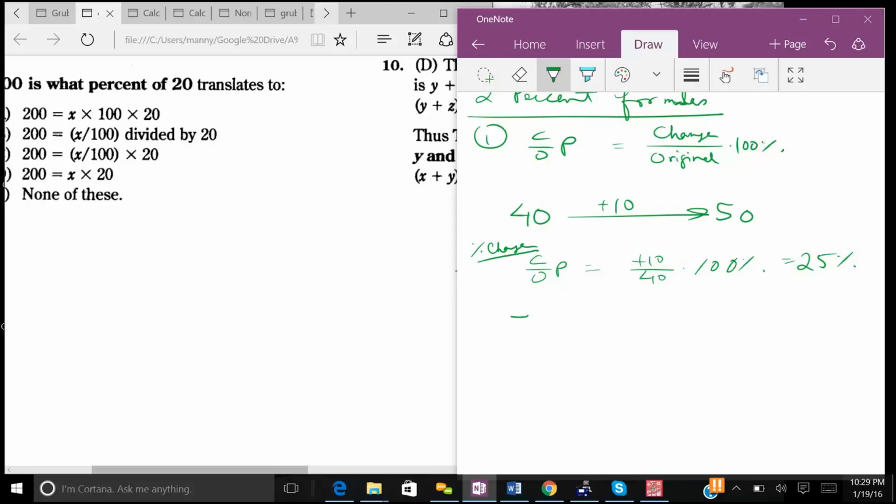What if it was the other way? If you had invested $50, and it went down to $40, that's minus 10. So using the COP method, that would be negative 10 divided by 50 times 100%. Sorry, not 40, by 50. Sorry about that. This 50 is the original. The original is what you're comparing against.